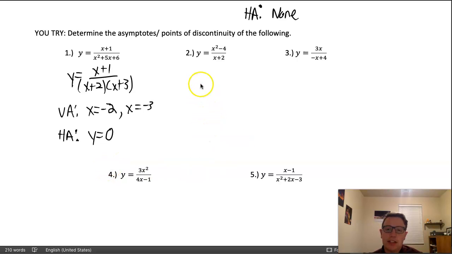Right. Let's have you do this second one. We have problem 2 here. It says x squared minus 4 over x plus 2. To start off with, what is this going to be factored?